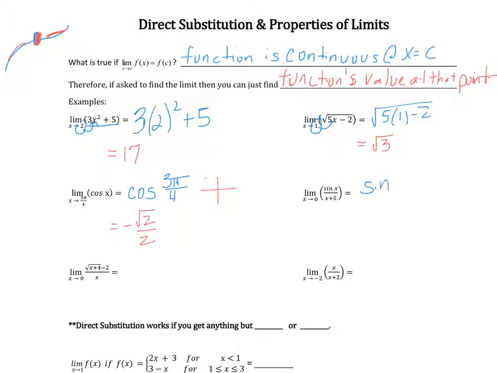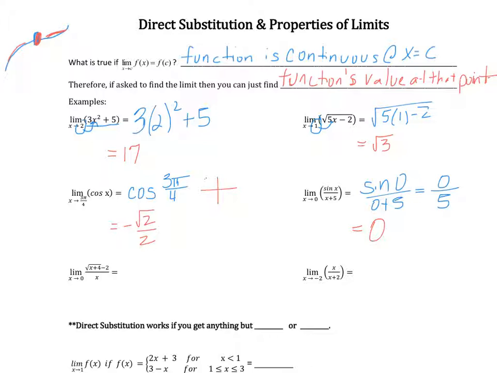So yes, you have to remember your trig. What is the sine of 0 over 0 plus 5? That's the direct substitution part. The sine of 0 is 0. I have 0 over 5. Is that an okay number? Yes, 0 over a number other than 0 is simply 0.